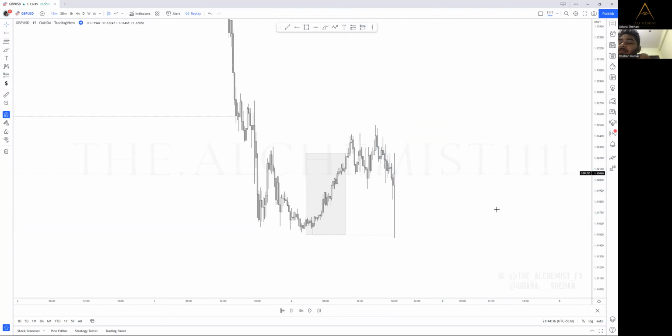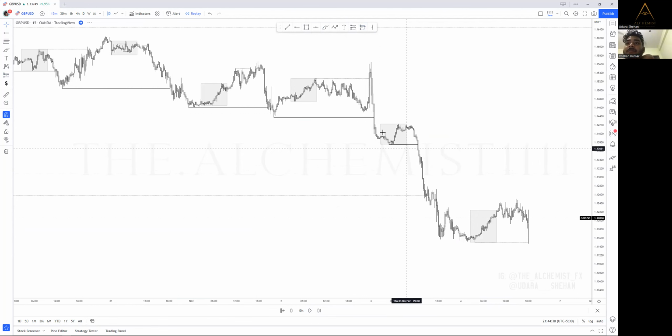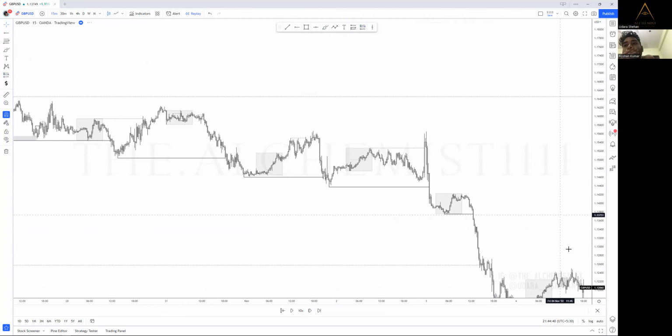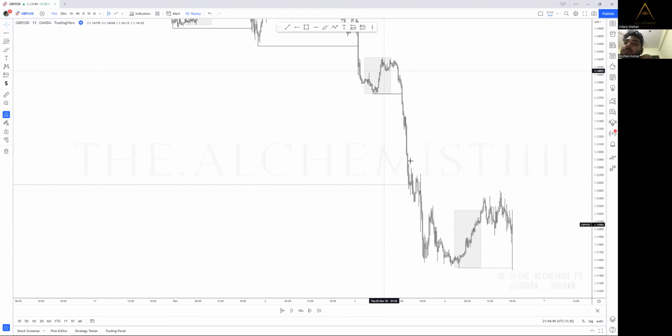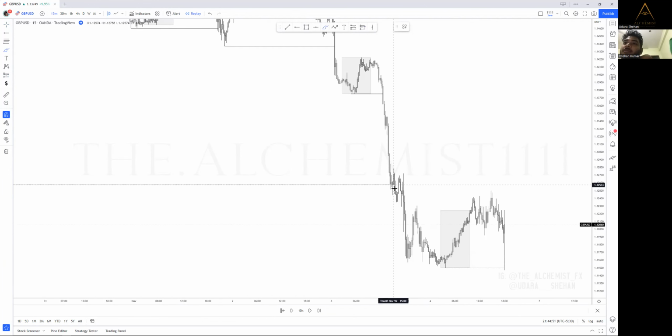A move like that. Let's see some more. This day, of course, I have no idea what happened. Let it go, because we had news coming. But at the time when news was coming, London had dropped so much. We can't expect news to just suddenly do this, like run above Asia and then fall. So just stay out.